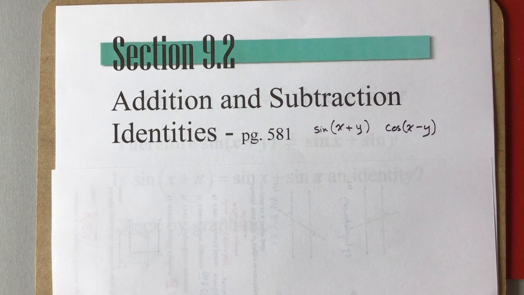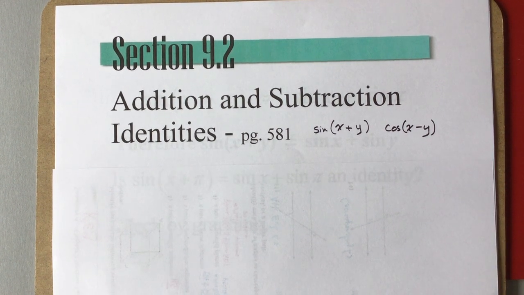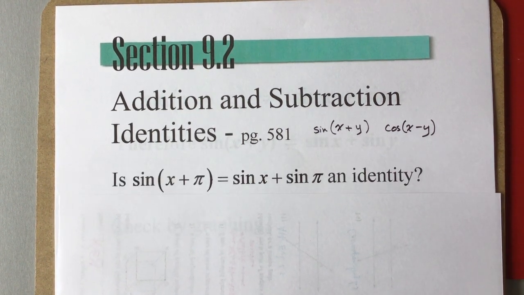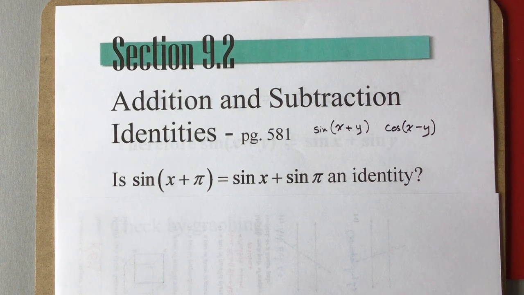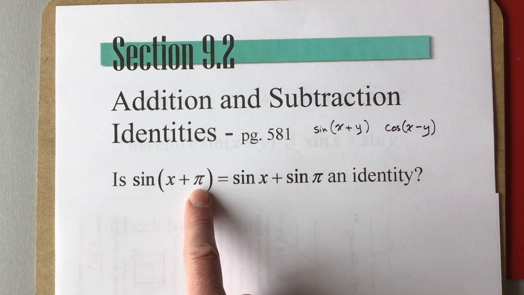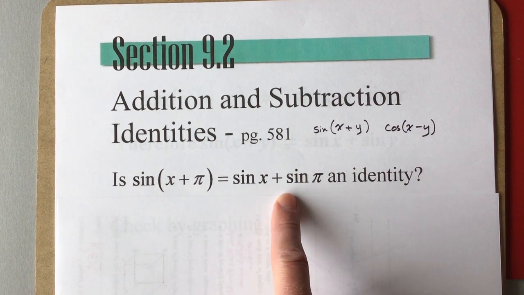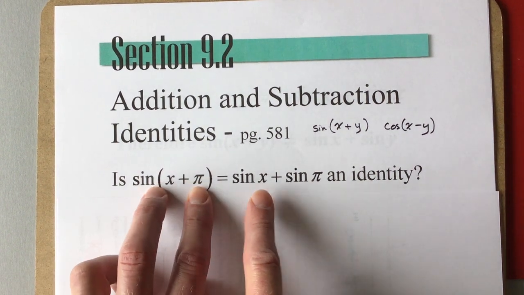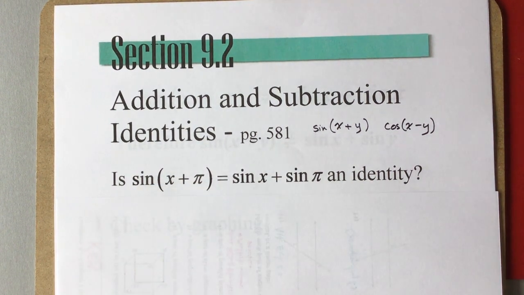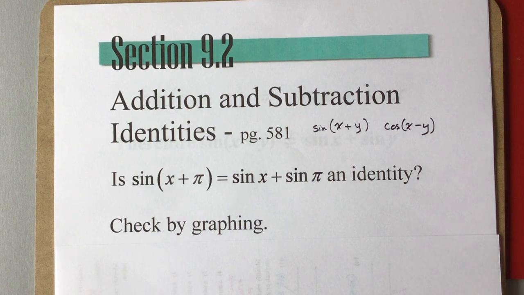Now, those identities can be easily mistaken by assuming that this equation here is true. Is the sine of x plus pi equal to the sine of x plus the sine of pi? Is this side always equal to that side? Well, we can check that by graphing. And we did that a little bit in a previous video.